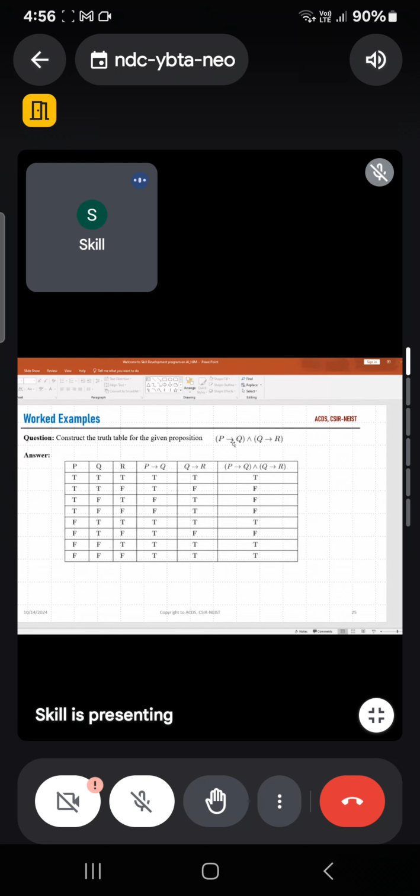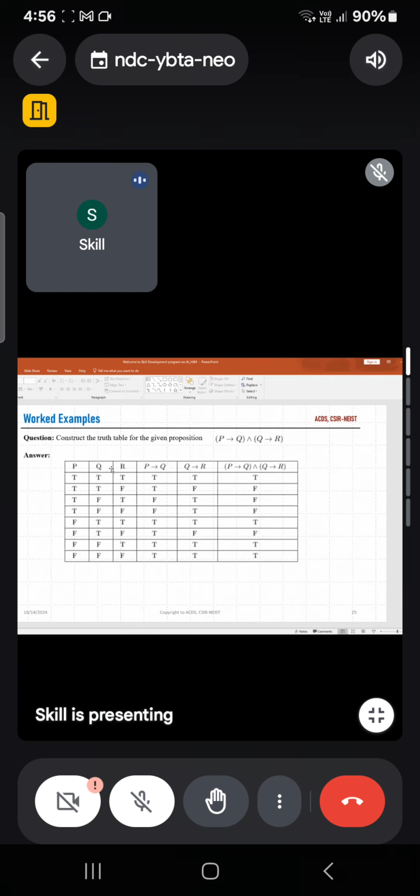Here a third variable R is there: P, Q, R. So for three variables we write the truth table: P, Q, R, true, true, true. Then true, true, false, true, false, true, true, false, false, false, true, true, false, true, false, false, false, true, false, false, false, false. So we directly put true, false, true in the table.